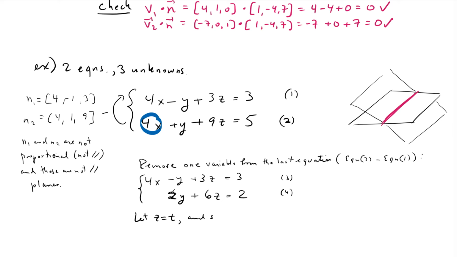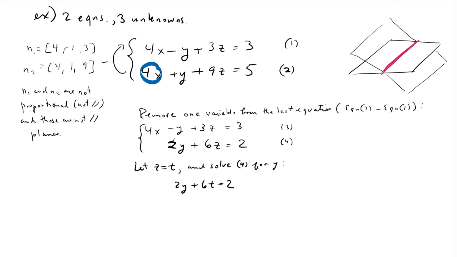So I'm going to solve equation 4 for y. So 2y plus 6t is going to be equal to 2 once I replace z by t. And I'm going to send the 6t to the other side and divide everything by 2. So y is going to be 1 minus 3t. So if I choose t equals 1 for z, then the y value is going to be 1 minus 3, so minus 2.